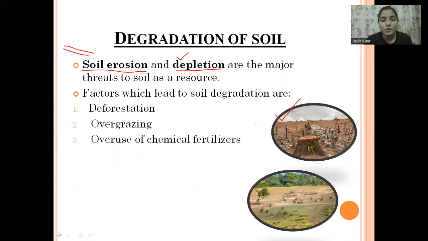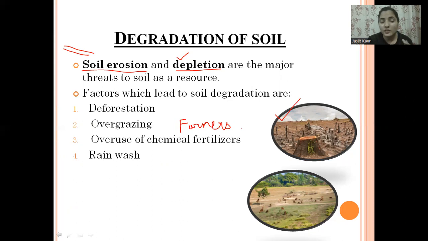The third factor is overuse of chemical fertilizers. We know that farmers use chemical fertilizers and pesticides to increase their production. When they use these chemical fertilizers and pesticides, the chemicals seep down into the ground and degrade the quality of the soil, and also decline the fertility of the soil, which will further affect the production also. The fourth factor that is responsible for degradation of soil is rainwash.